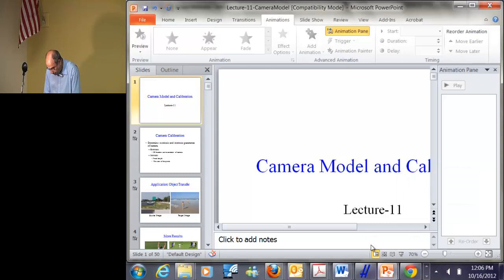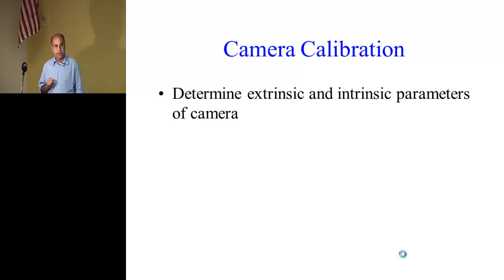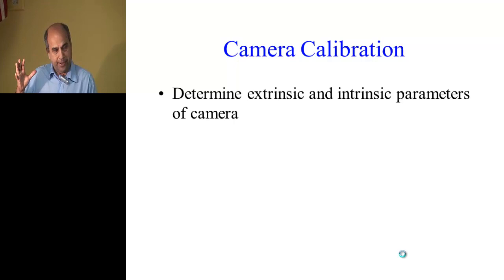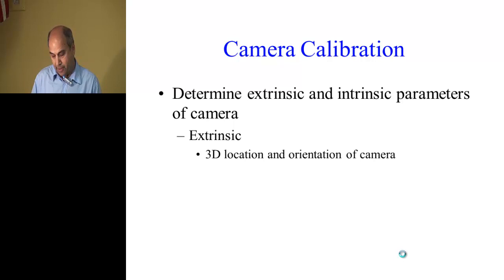We want to talk about camera calibration, and that basically involves that we want to find out the intrinsic and extrinsic parameters of a camera. When you take a picture, you know where the camera was located, how it was oriented, and what was intrinsic. Those are the extrinsic, and intrinsic are what's the focal length and all other related things. So extrinsics are the 3D location and the orientation of the camera, and intrinsic are focal length, the size of pixels, and so on.